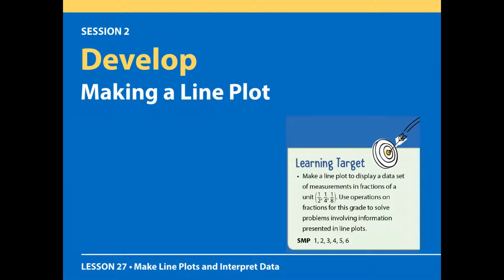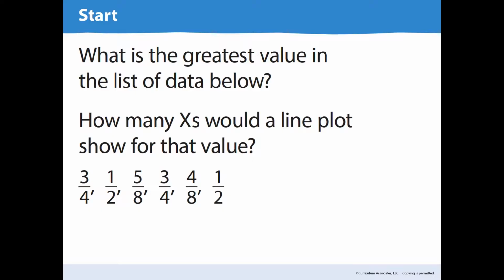This is lesson 27, session 2, making a line plot. To start today, what is the greatest value in the list of data below? How many x's would a line plot show for that value? So our values are 3/4, 1/2, 5/8, 3/4, 4/8, and 1/2. Pause the video, solve the problem, and then come back here and we'll work through it together.